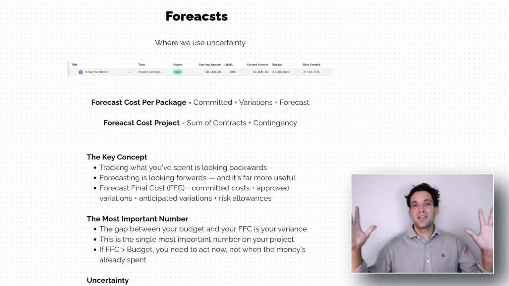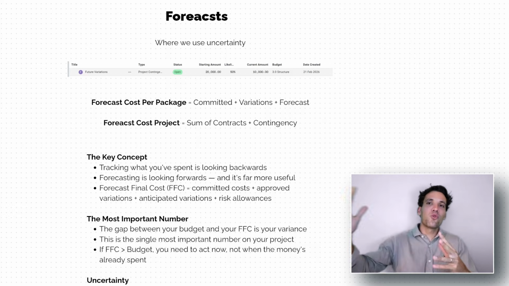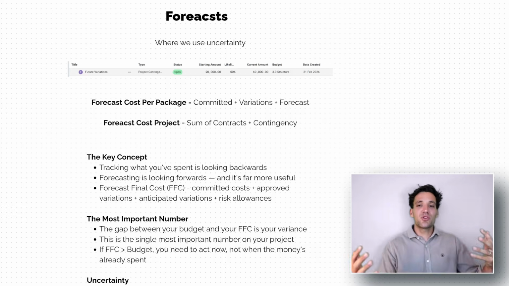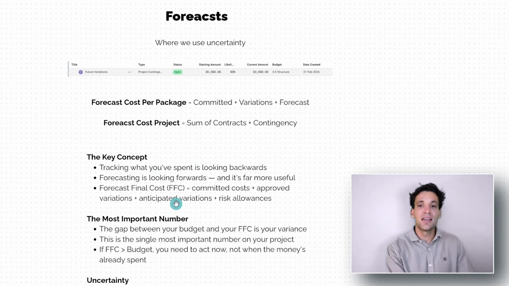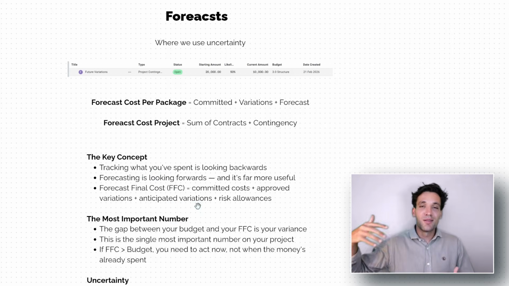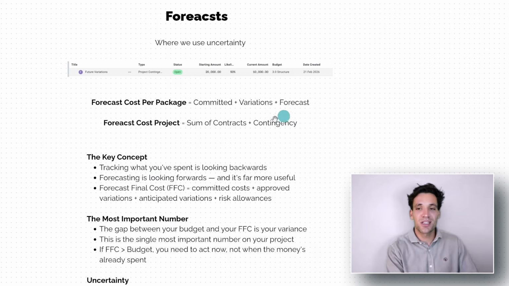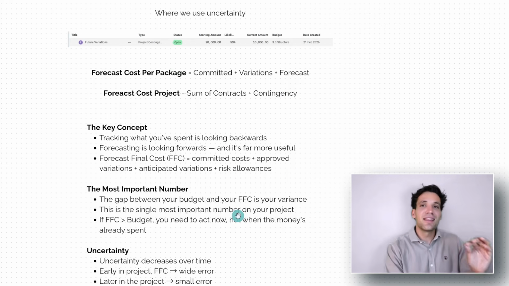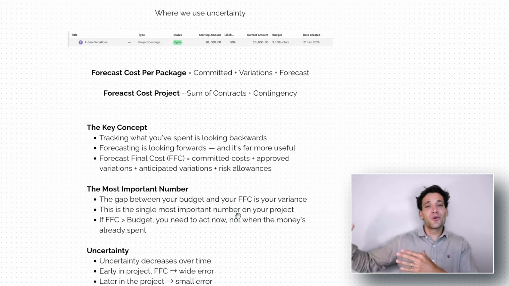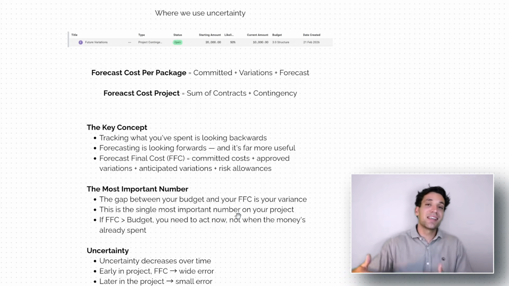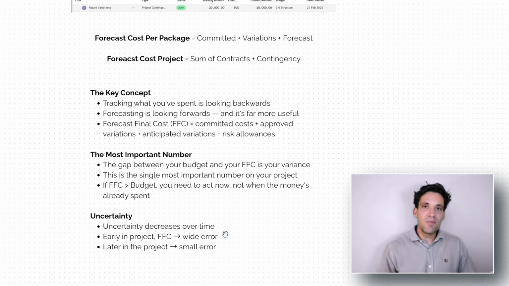So forecasting, as the name implies, is fundamentally all about looking forward. And fundamentally what we're trying to do is calculate what is referred to as our FFC, our forecast final cost. This is the number all our management, board of directors, whoever's overseeing the project fundamentally cares about. And then therefore, the gap between our forecast final cost and our budget is the profit or loss of the project.